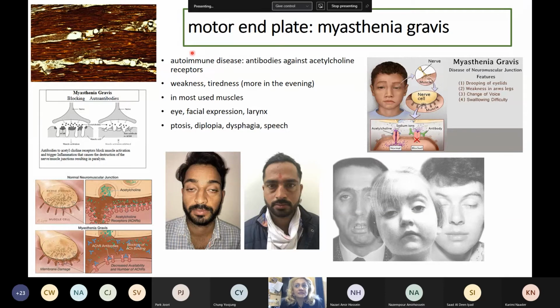It's an autoimmune disease when we have antibodies against the acetylcholine receptors. Acetylcholine receptors are in the postsynaptic membrane, and acetylcholine is released. This is the transmitter in the motor end plates, the neuromuscular junctions. And it's very interesting. If you know anatomy, you can actually guess what is going to happen with these patients.